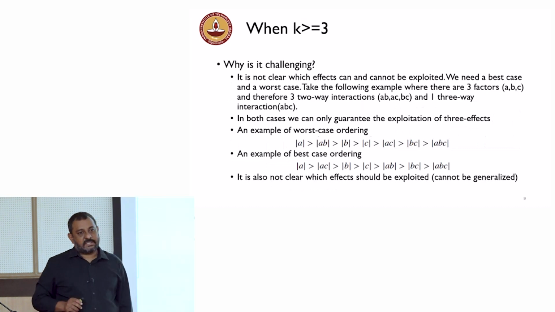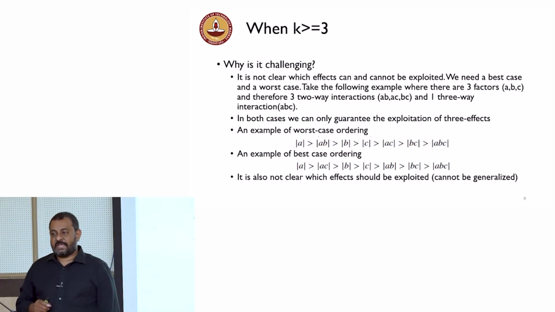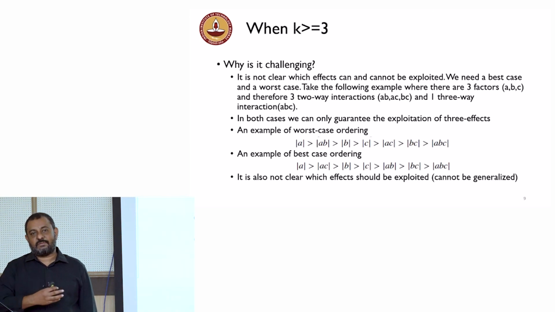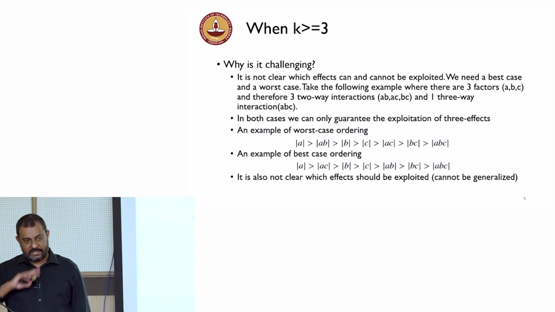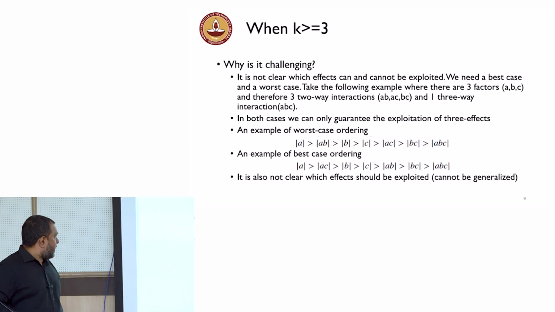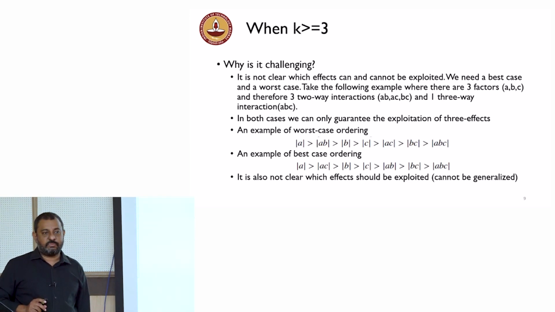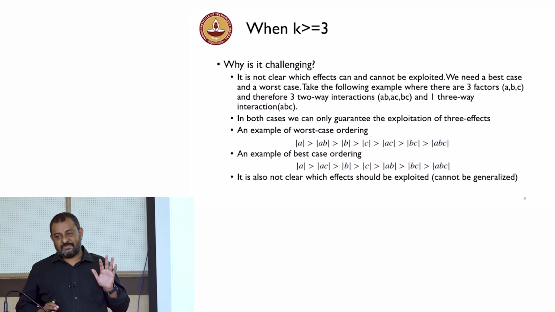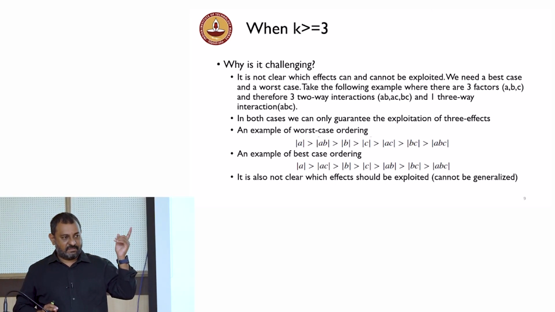Now the problem gets substantially murkier when k becomes greater than or equal to 3. And this is where I feel like we've not solved the problem, we've come close, right? We've come up with some solutions for k greater than or equal to 3. When k is greater than or equal to 3, it is not clear which effects can and cannot be exploited. At least with 2, we said we can always guarantee that the top 2 will be exploitable. If I tell you there's A, B and AB, I'll rank order them and exploit the top 2.